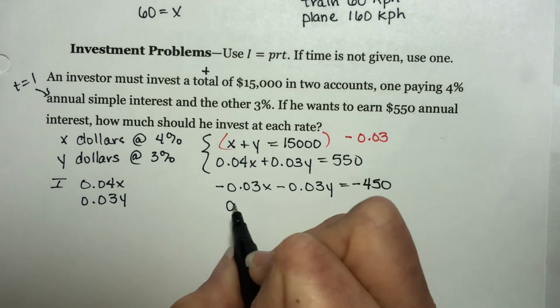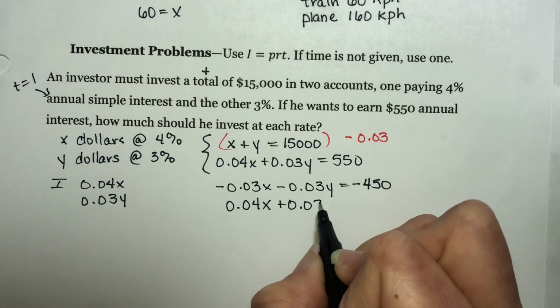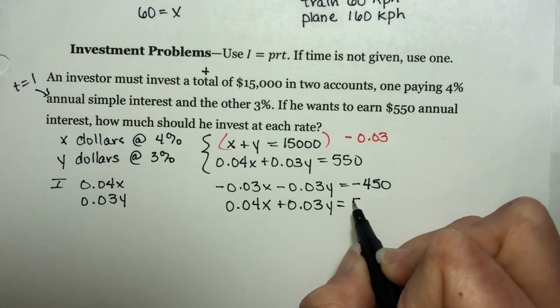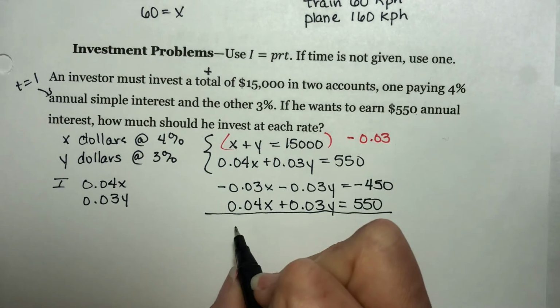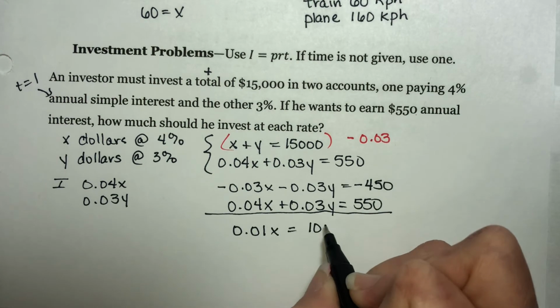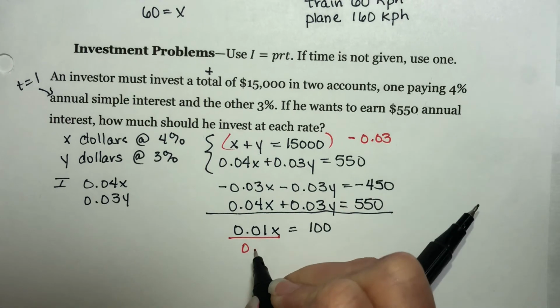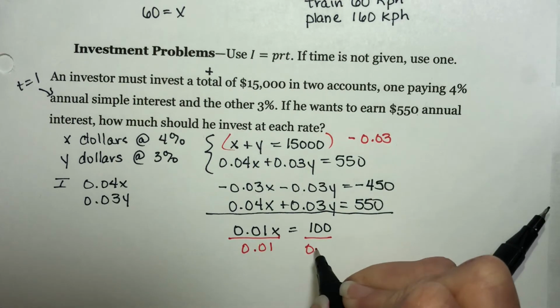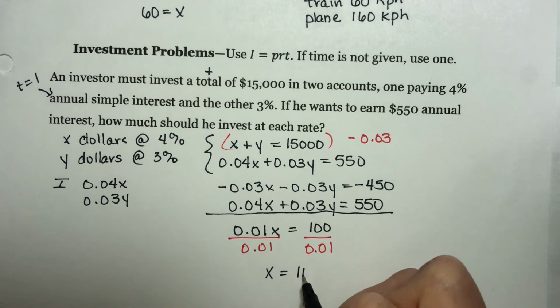And then the second one, I recopy. Add these together, you get 0.01x is equal to 100. Divide both sides by 0.01. And we find that x must equal 10,000.